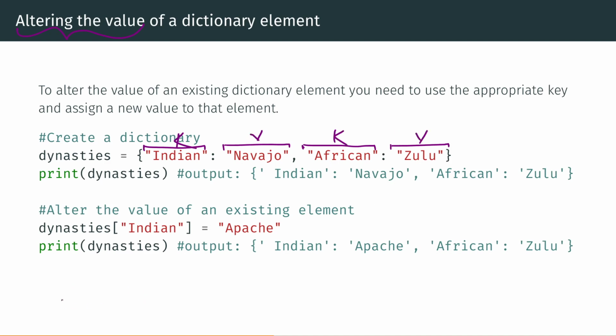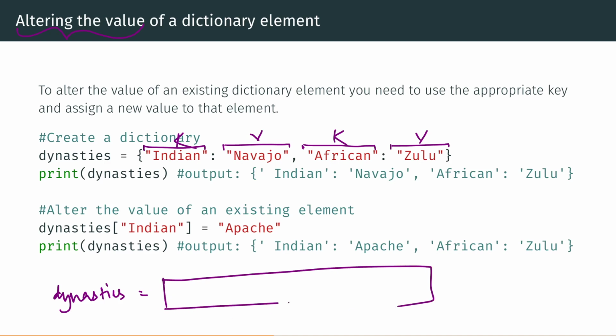So if you were to draw this, it would be, that's the name of a list, and the list contains two elements. The first element is Navajo, and the second one is Zulu. And the keys are Indian and African.